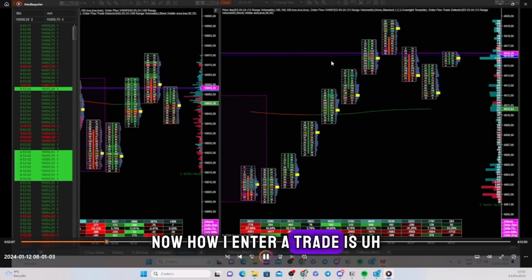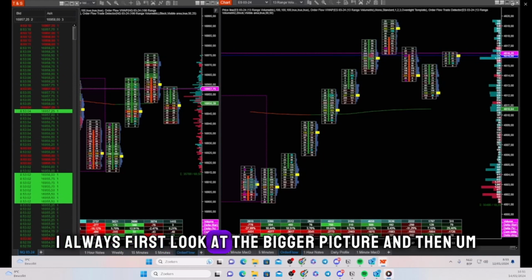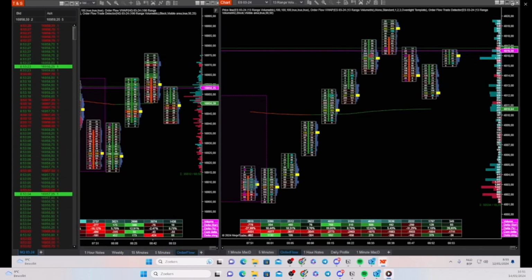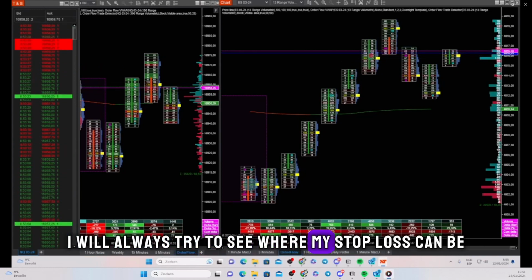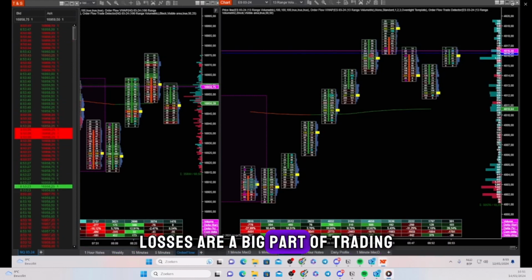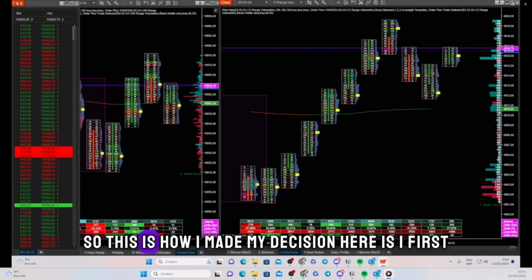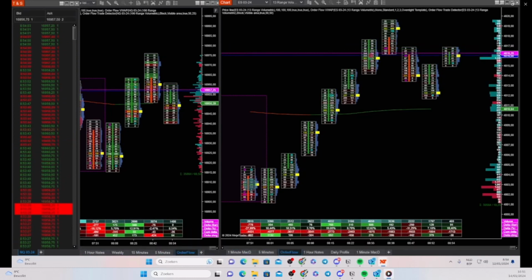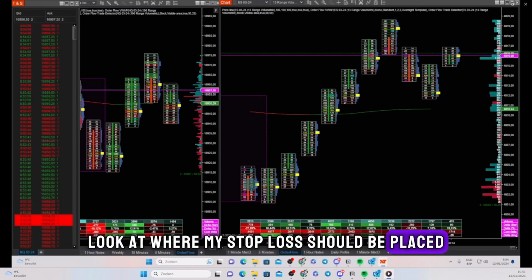Now how I enter a trade is I always first look at the bigger picture. I will always try to see where my stop loss can be. Of course, as we know, this is not perfect. Losses are a big part of trading. So this is how I make my decision, is I first look at where my stop loss should be placed.